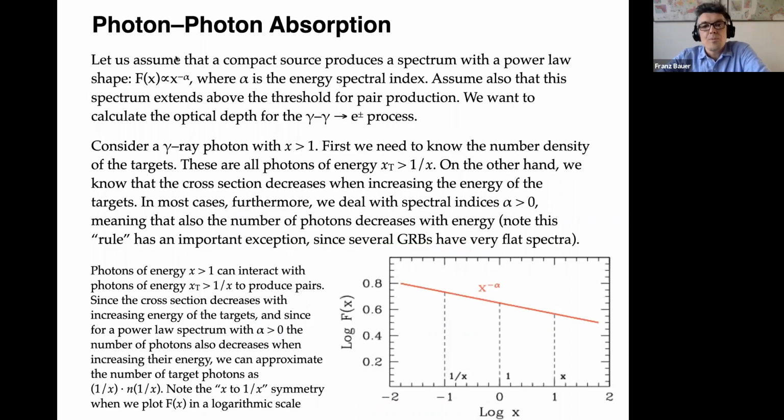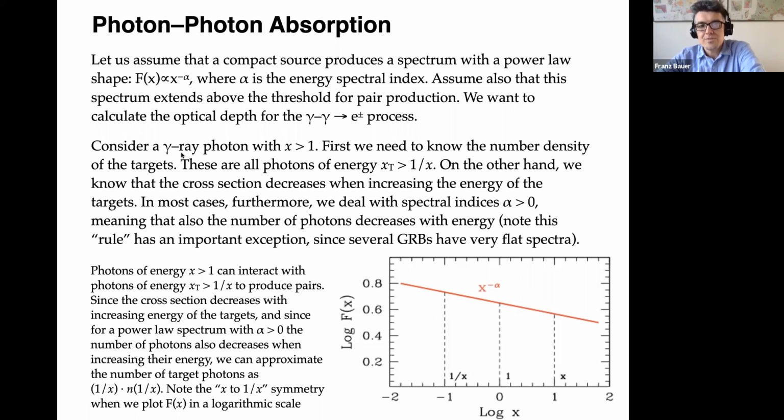Okay, so if we now think about a spectrum of photons, and the spectrum has a typical power law shape. So the flux goes as the frequency to the minus alpha, and alpha is a spectral index. So it goes like this. So we can think about the spectrum as going to extend above this limit. And so we have photons that are available, giving enough energy to enable the pair production process. And we can calculate an optical depth for this to happen.